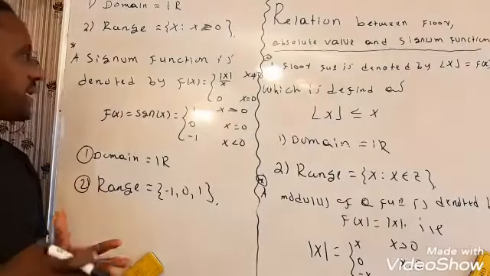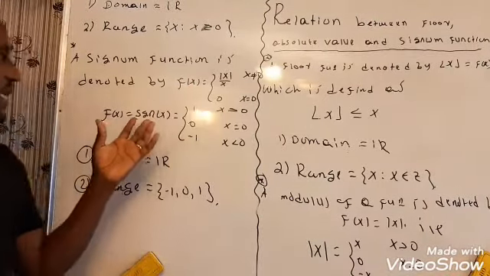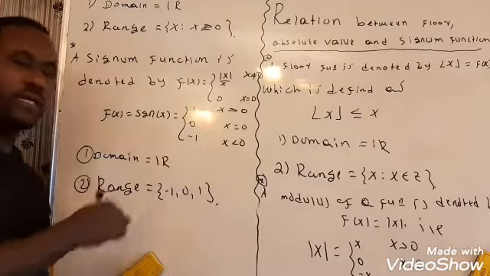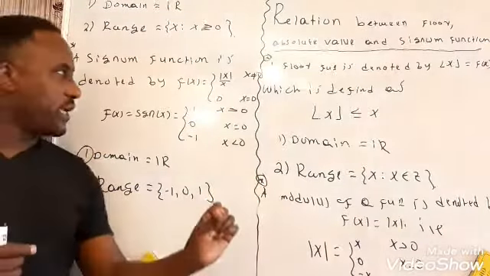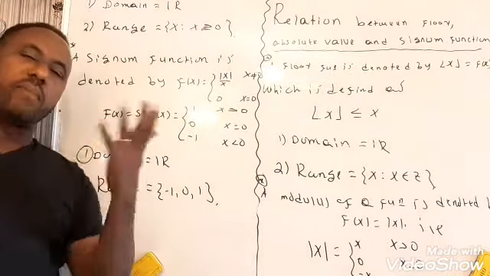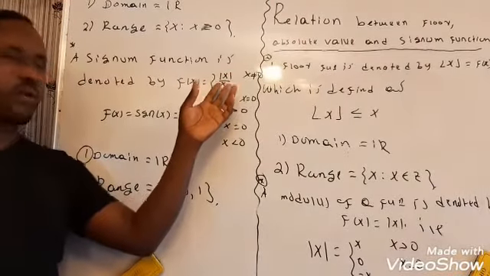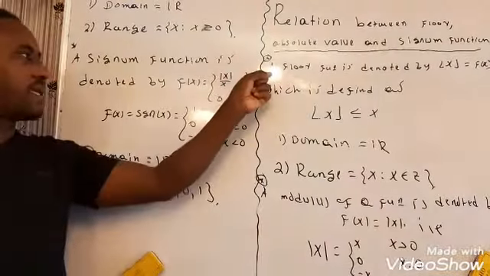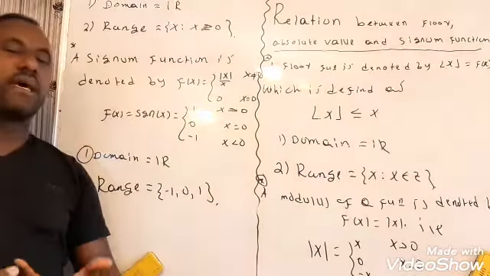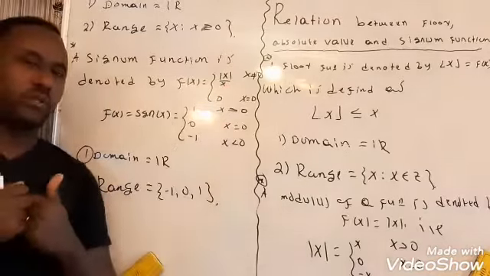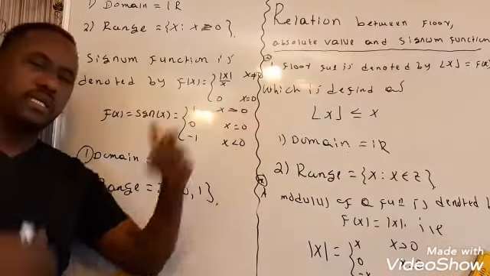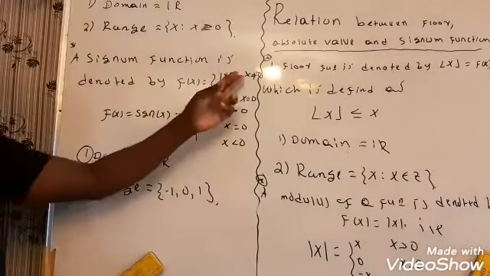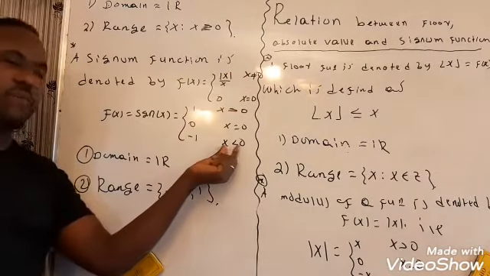Similarly, the signum function is generally given by f of x equals signum of x. This is denoted this way. Before we obtain the range for the given problem, you have to see the definition: signum of x is the absolute value of x over x, for x different from zero. If x is exactly zero, the signum of x is zero. So it is defined as the absolute value of x over x when x is not zero, giving one when x is greater than zero and minus one when x is less than zero.